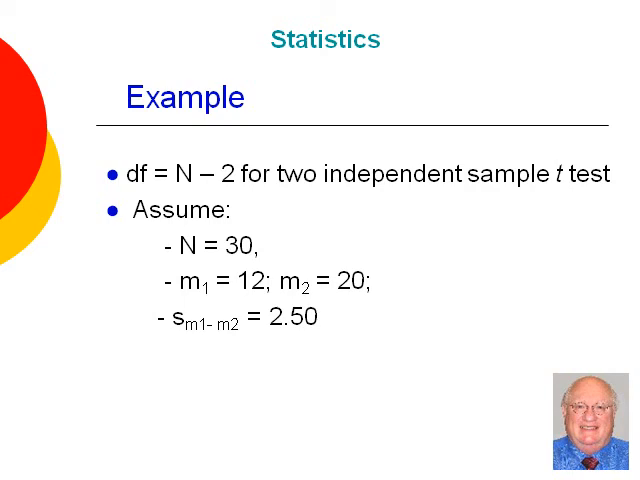Before going to the next slide, please compute the t-statistic based upon this data. If n is equal to 30, what is the critical value, and would we accept or reject the null hypothesis?